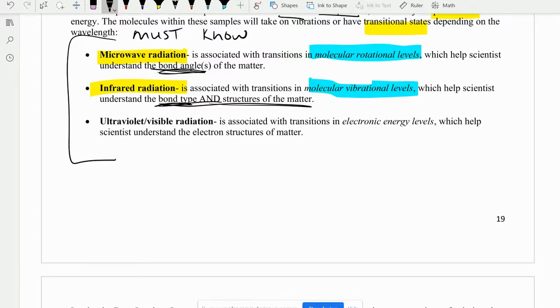These are not intermolecular forces. When I say bond type, rather, I'm talking about ionic bonds or covalent bonds, polar and nonpolar, and metallic bonds. So infrared radiation allows a scientist to take some substance that we don't know about. We bombard it with IR. It creates vibrational changes within that substance that are then measured. And those measurements tell a scientist about the types of bonds within that substance.